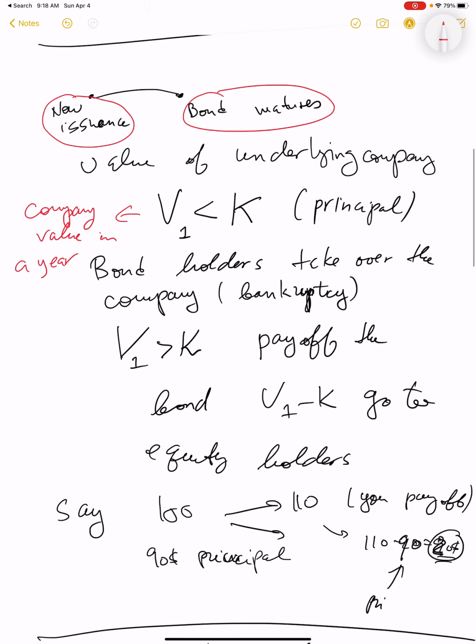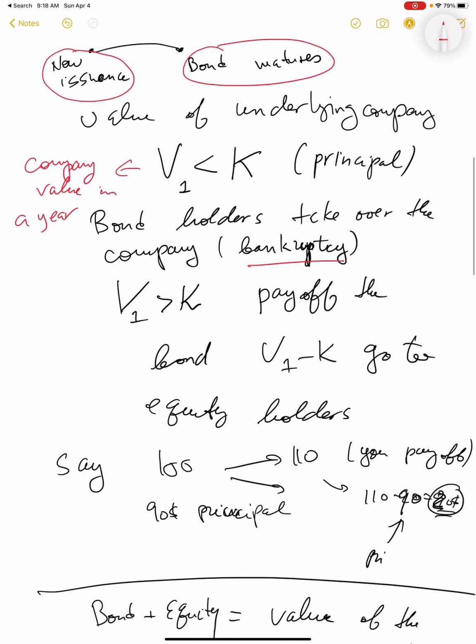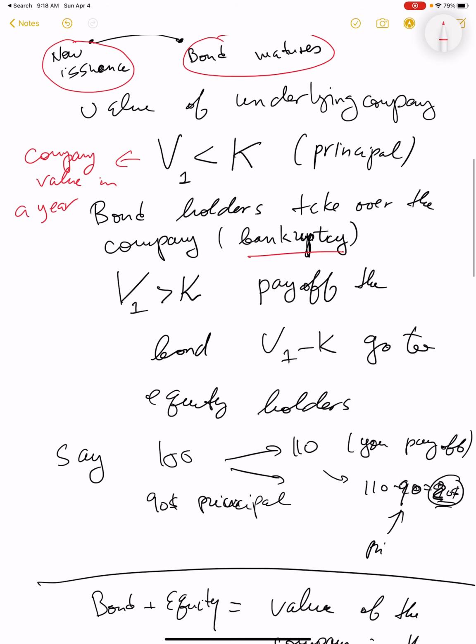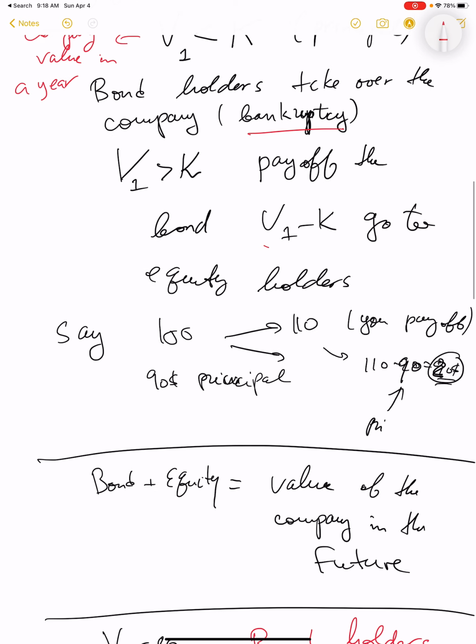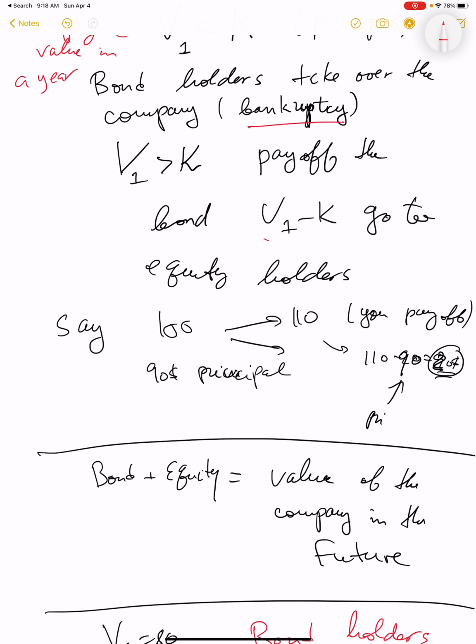So if V1 is less than K, then bondholders take over the company, and this is bankruptcy. And if V1 is bigger than K, the payoff for the equity holders will be V1 minus K. Let's say the price of the company now is 100, so we have two scenarios. One scenario where it's 110, another scenario where it is 80. In this case, 110 minus 90, the equity holders will get $20. And if it's 80, the equity holders will not get anything.